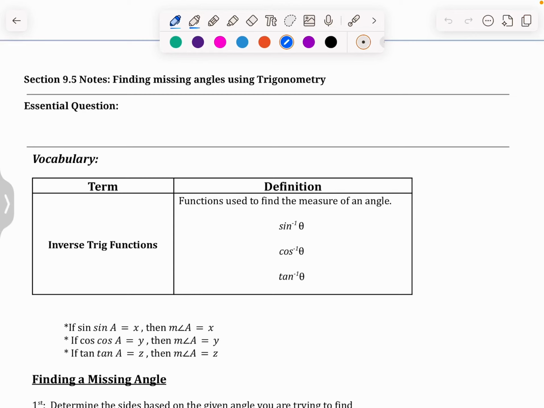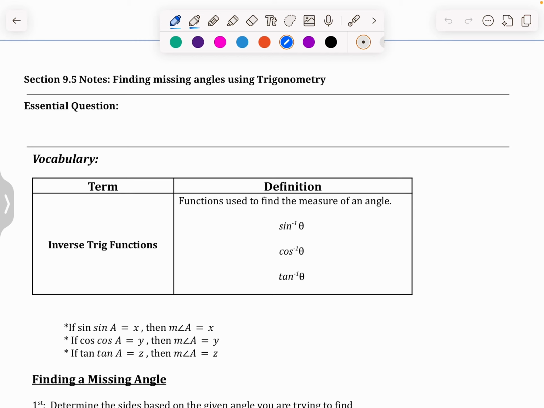Hey class, this is going to be notes for 9.5, which is going to be on finding missing angles using trig. So last time we used the trig functions to find the missing sides of right triangles. And so today we're going to use those trig functions to find the missing angles.